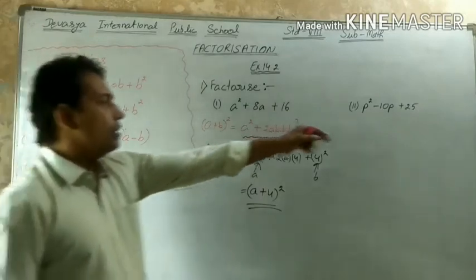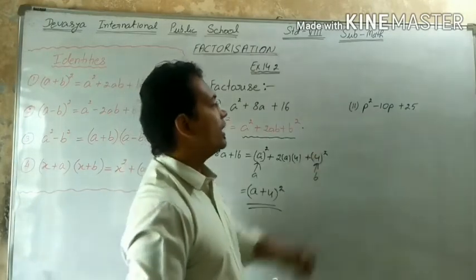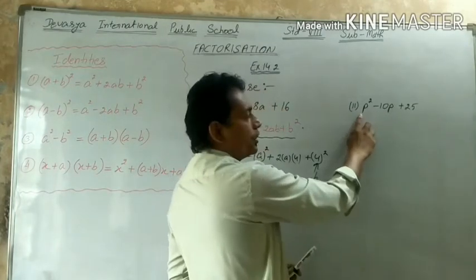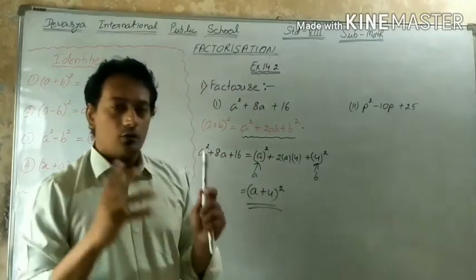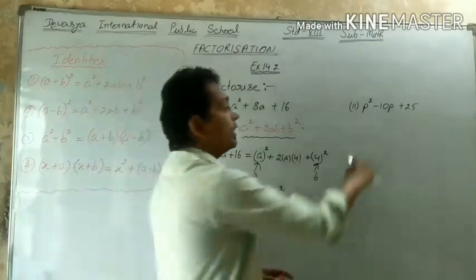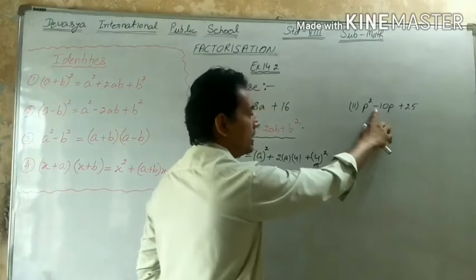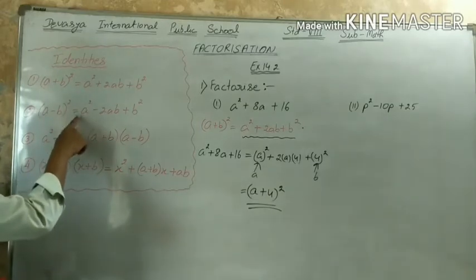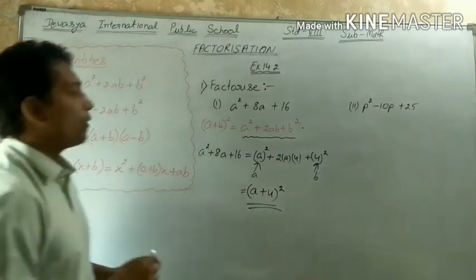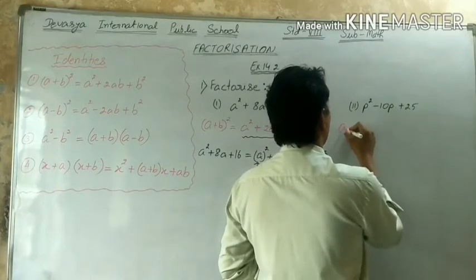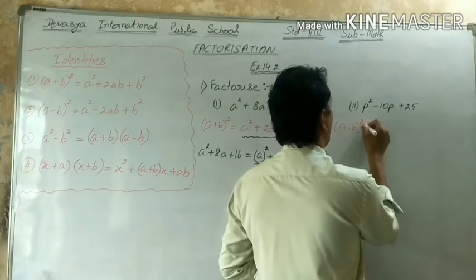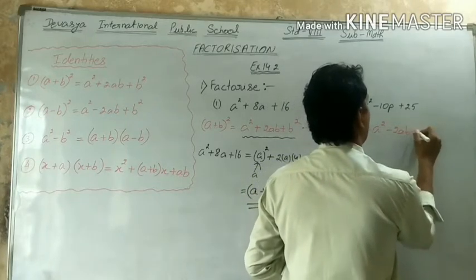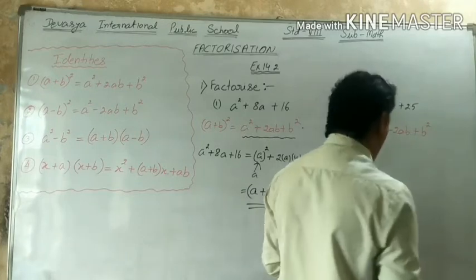In the same way we can do one more expression. Clearly, after observing the expression, p square minus 10p plus 25, the first term and the last term are perfect squares, and the middle term has a minus, negative sign. So we need to use the identity (a minus b) whole square, which is a square minus 2ab plus b square. First of all, let's write the identity (a minus b) whole square is equal to a square minus 2ab plus b square. So we have written the formula.